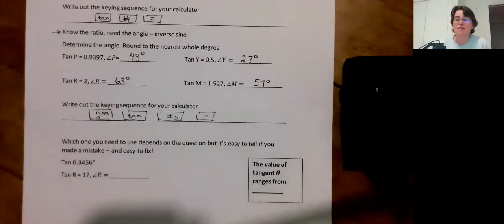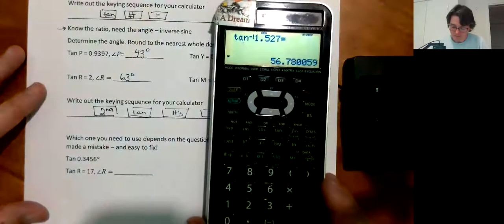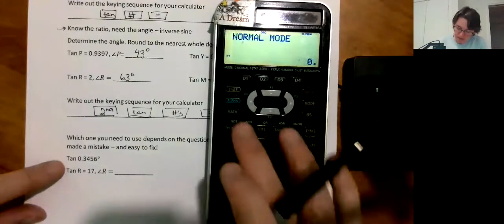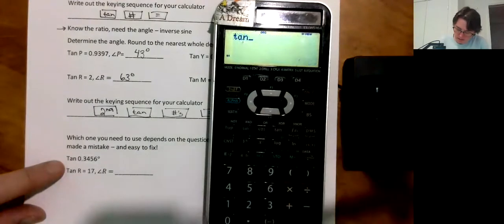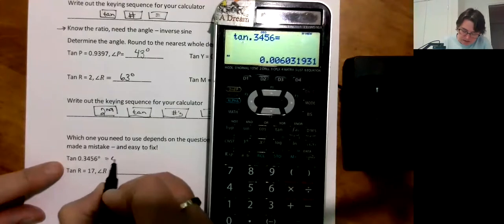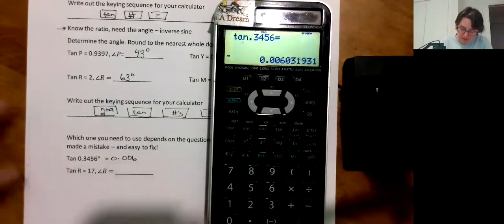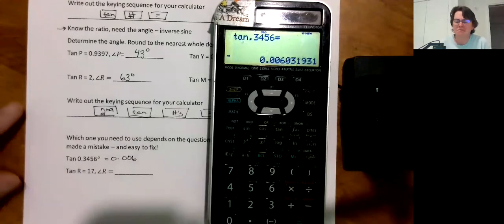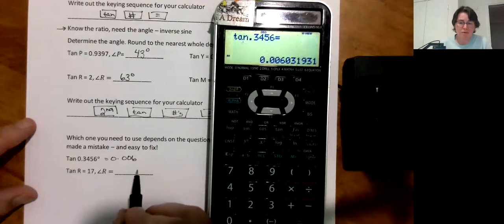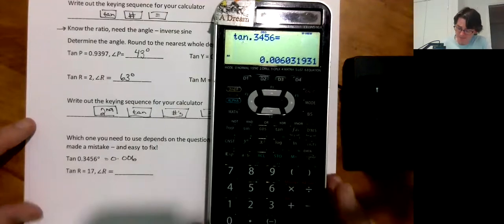So same thing as on all the other ones. Which one to use depends on the question. It's not as easy with tan because you're not going to get an error. But let's just see what happens. If I go tangent 0.3456 degrees, 0.006. That doesn't really make a whole lot of sense. Okay, I'm going with that goes into the too small area.